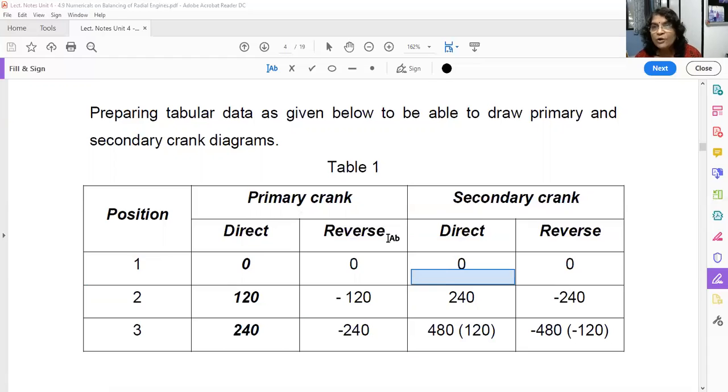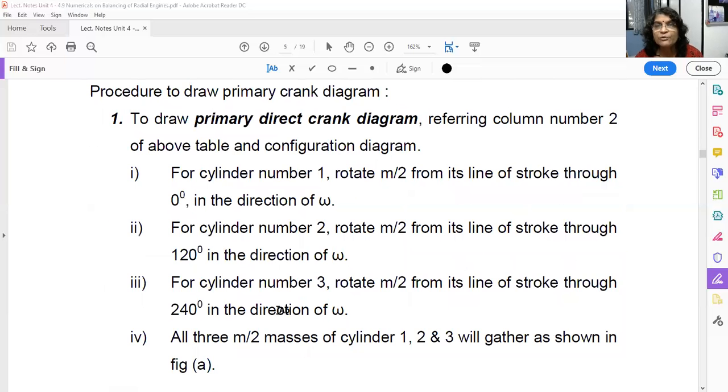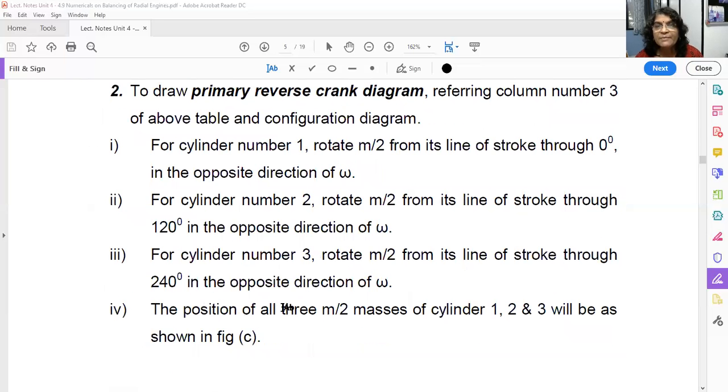Out of these 4 columns, the first column is very important. Here only you have to think somewhat. Once you fill up this first column, the second, third and fourth columns you just write down mechanically. So let us see how to write down the first column. For that purpose, you have to consider this primary crank diagram.